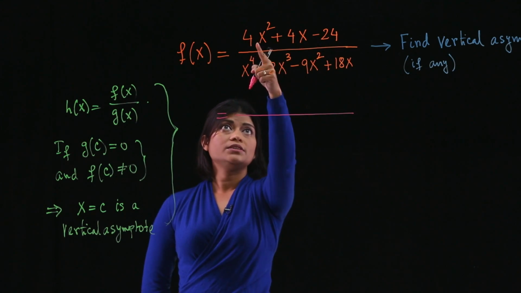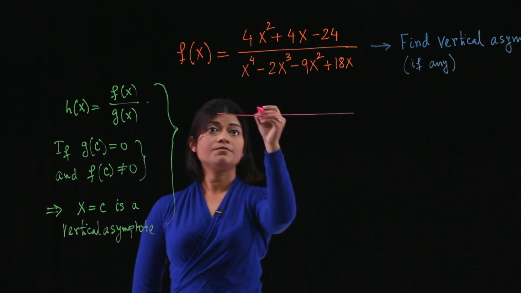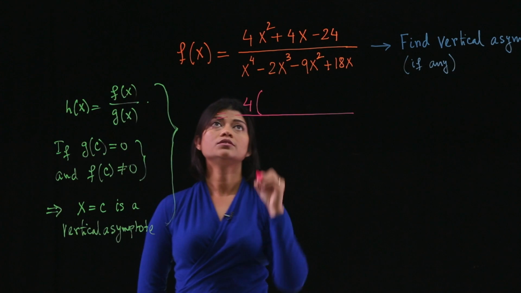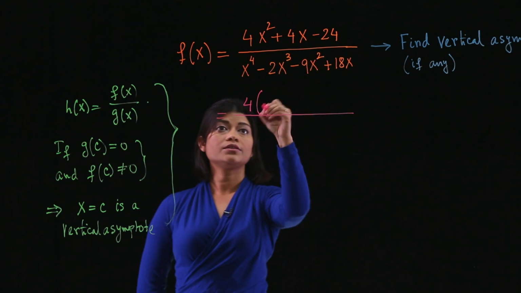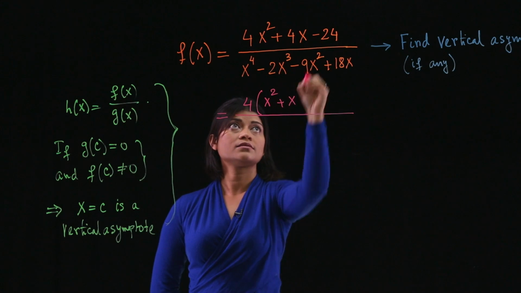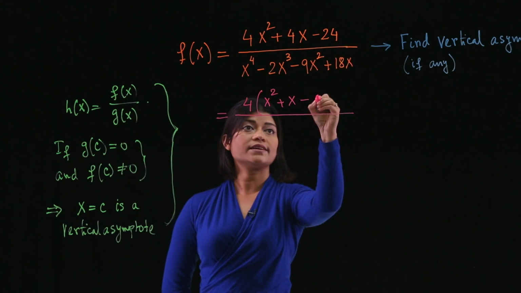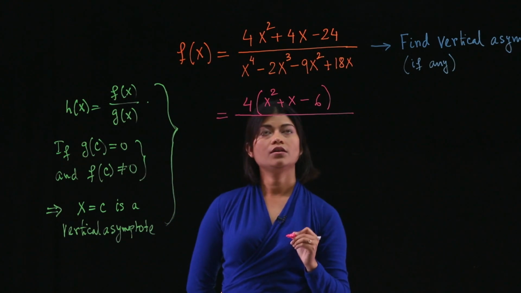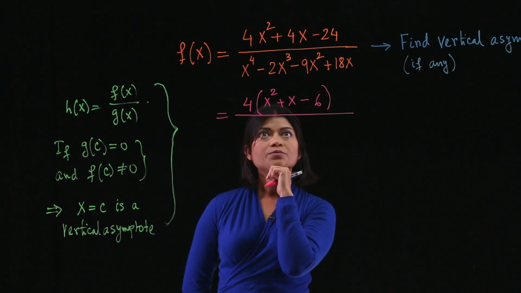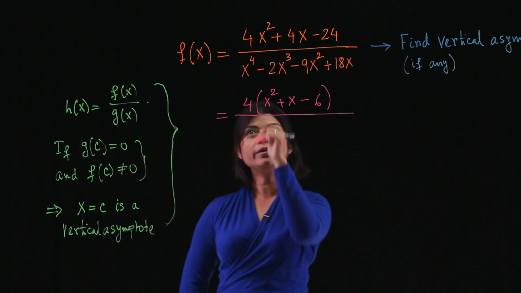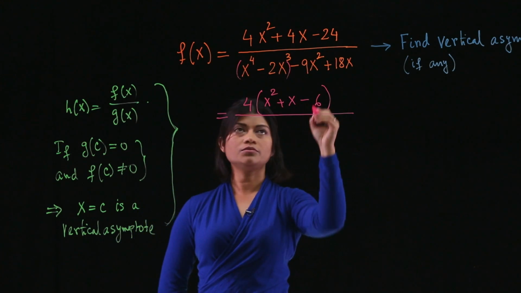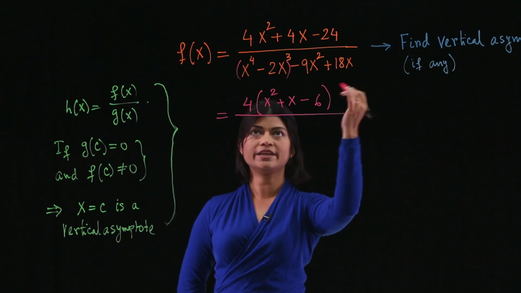For the numerator, we see right away that there's a common factor of 4 from all three terms. So take that out and you'll be left with x squared plus x minus 6. Denominator, on the other hand, has 4 terms. So what we can probably do is group the first two and the next two, and see what we get.